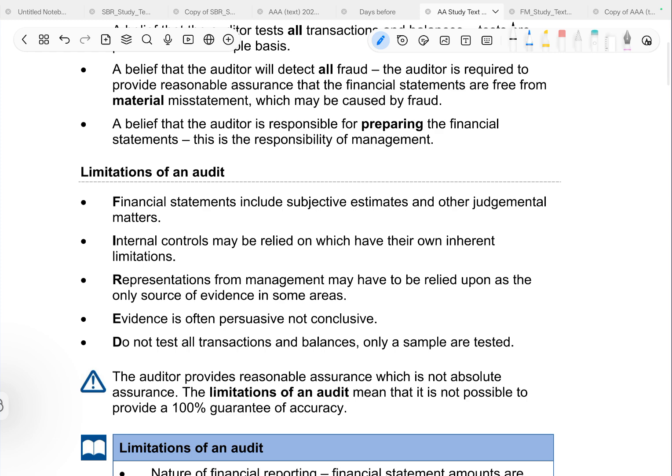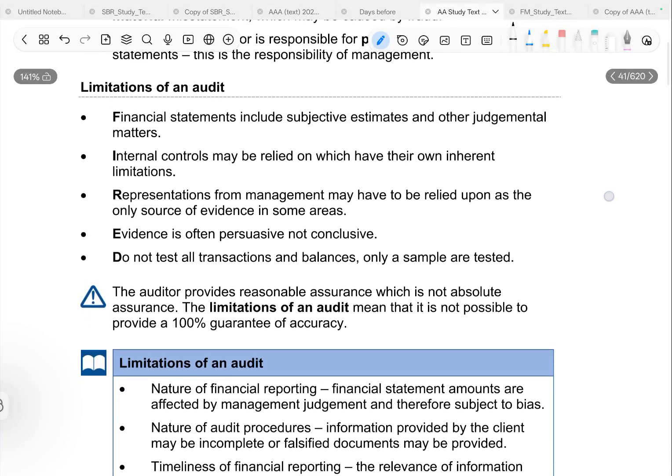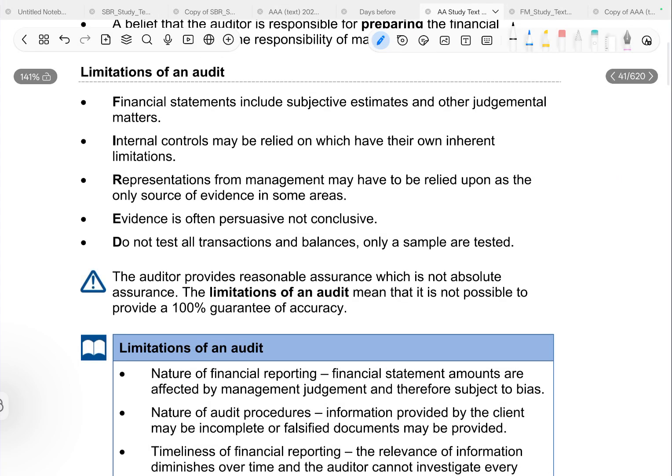Most audit evidence is persuasive. That means it suggests something is true, but it may not be absolute proof. Auditing is a bit like solving a puzzle. You gather different pieces of evidence, and together they form a reasonable conclusion.